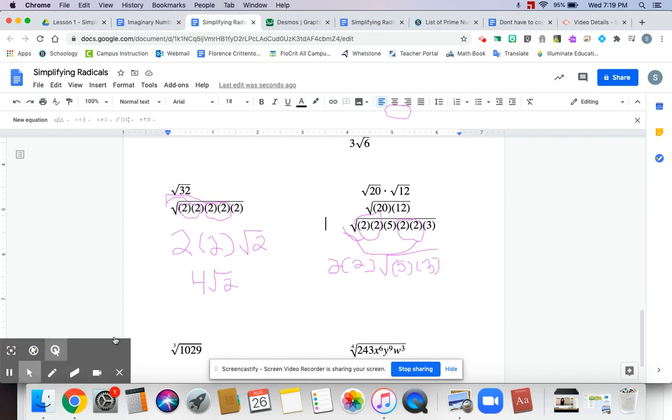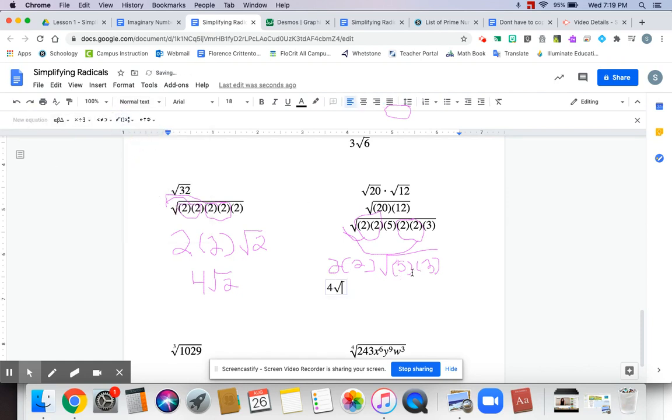So now to finish up my answer, I have to do this 2 times 2 and combine them to one number. That becomes 4. And then under the square root, I have 5 times 3, which becomes 15. And so this is the most simplified version of this.